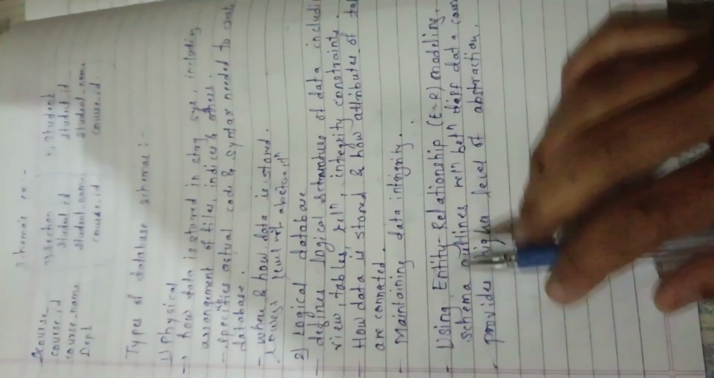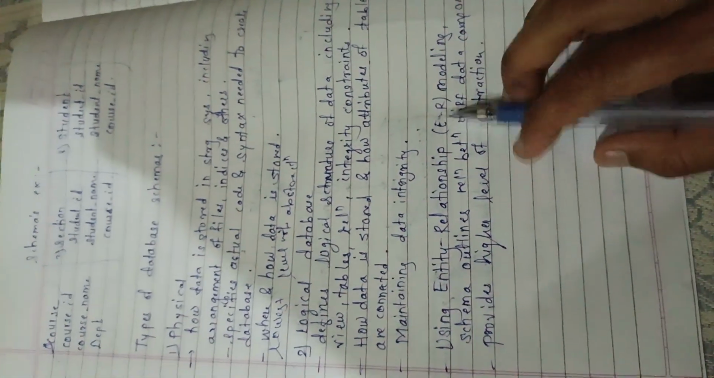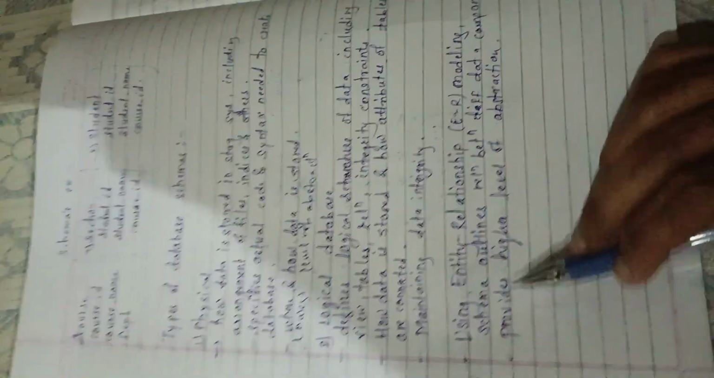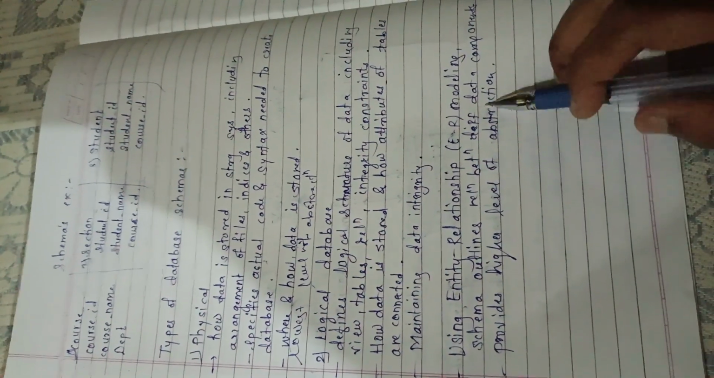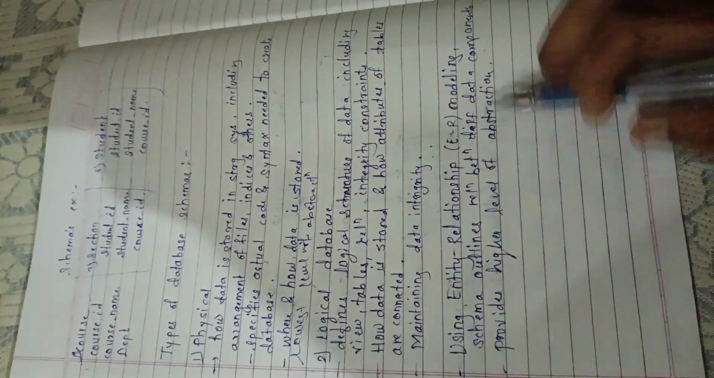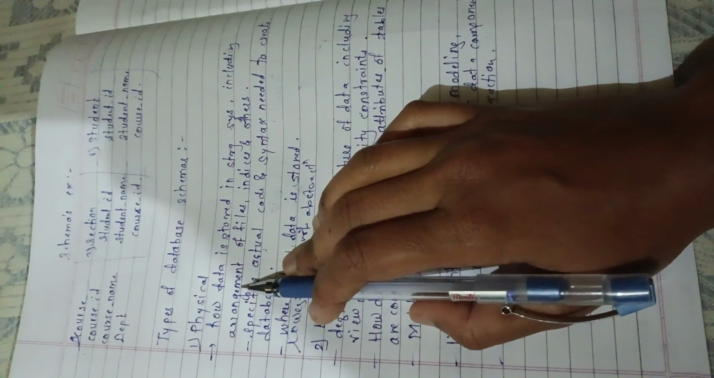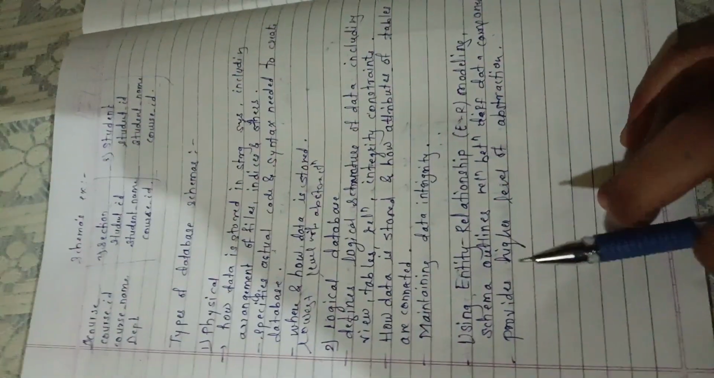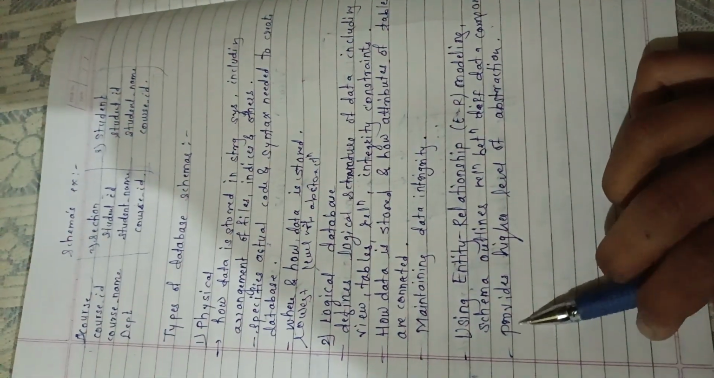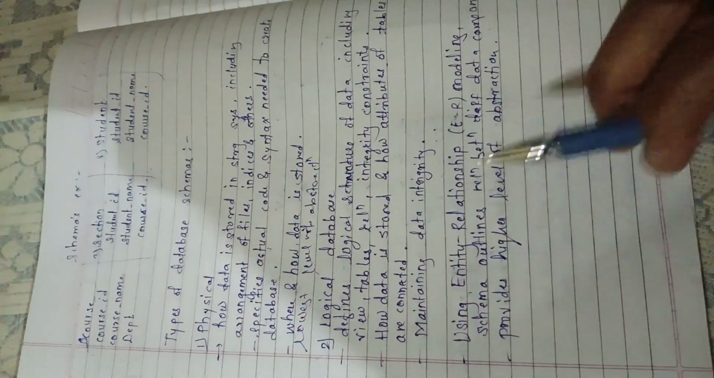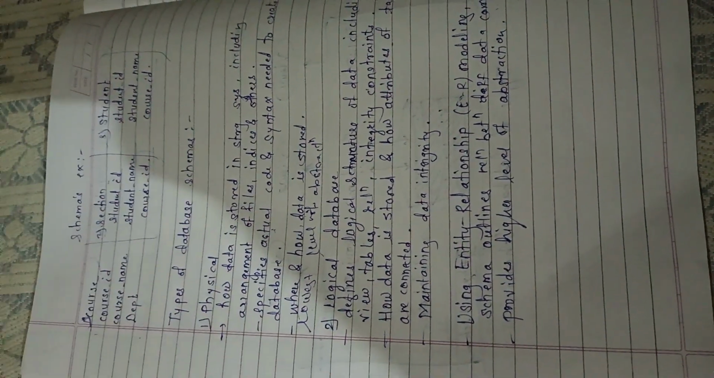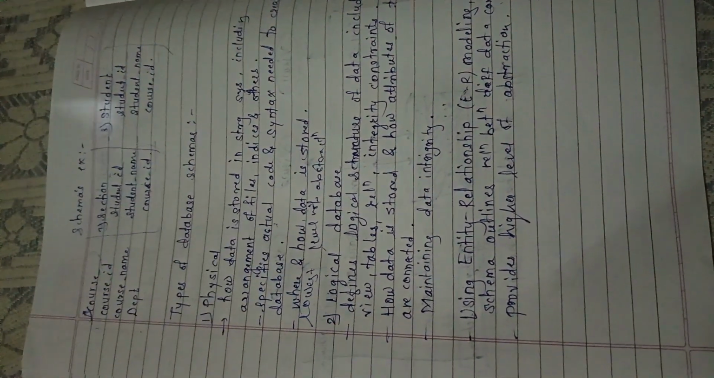And it uses entity relationship modeling, that is the ER model, which is another topic for us to revise. The schema outlines relationships between different data components and provides a higher level of abstraction. The physical database schema provides a lower level of abstraction, but the logical database schema provides a higher level of abstraction because it focuses only on logical constraints and how data is structured, without dealing with the physical storage details.